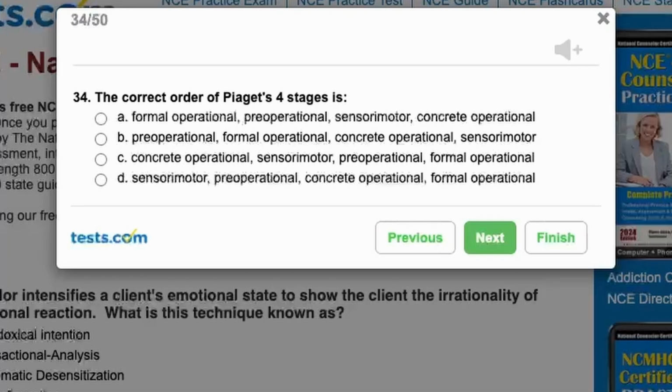The correct order of Piaget's 4 stages is A. Formal operational, pre-operational, sensory motor, concrete operational. B. Pre-operational, formal operational, concrete operational, sensory motor. C. Concrete operational, sensory motor, pre-operational, formal operational, or D. Sensory motor, pre-operational, concrete operational, formal operational.